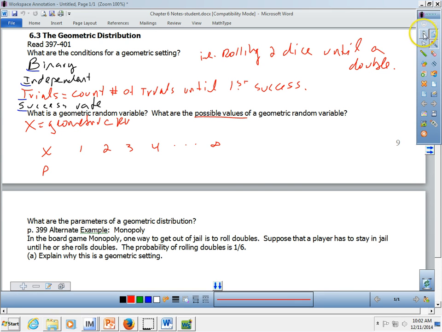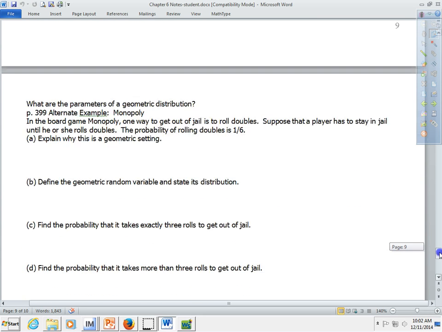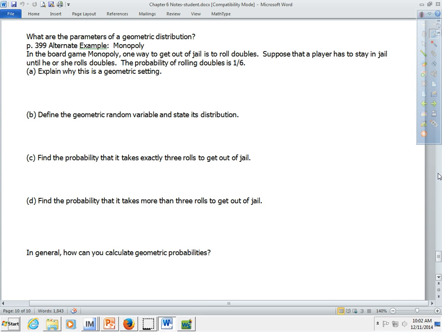We're counting trials until we get a success. For example, if we are playing Monopoly, one way to get out of jail is to roll doubles. That's one way to get in jail too. Doubles is a good thing in Monopoly as long as you don't get 3 in a row. If you get 3 in a row, you go to jail.